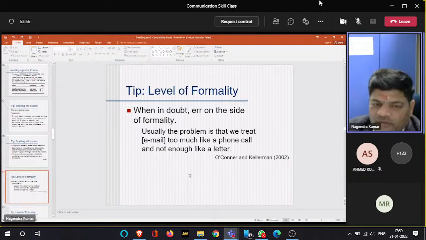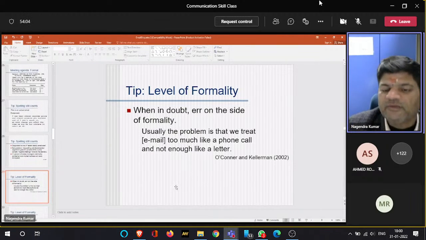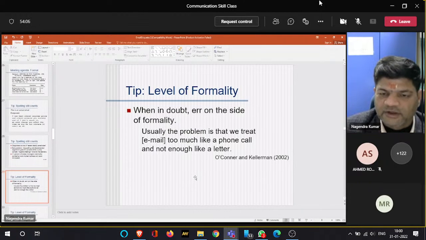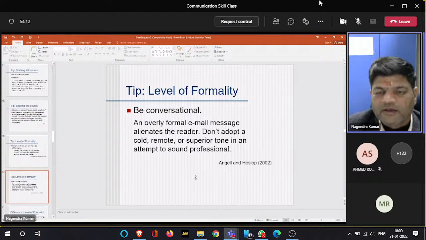Usually the problem is that we treat email too much like a phone call and not enough like a letter. But this is not the case. Email is also a letter, not by post, but sent online. So you can be conversational. An overly formal email message alienates the reader. And don't adopt a cold, remote, or superior tone in an attempt to sound professional.